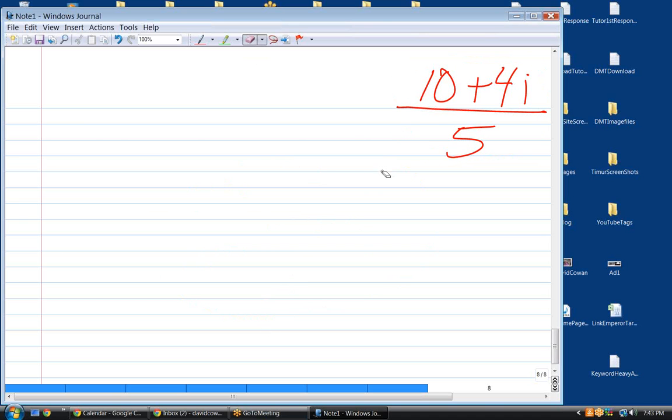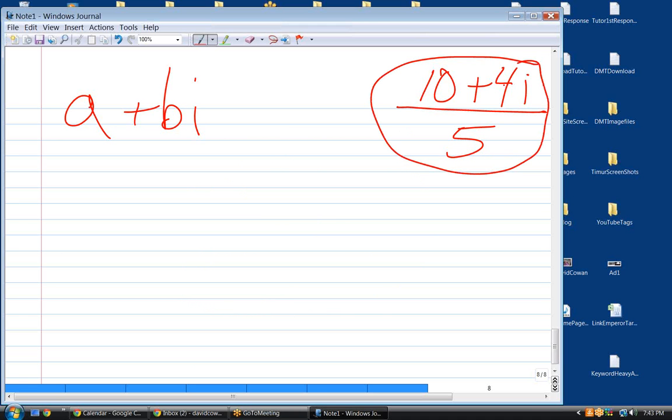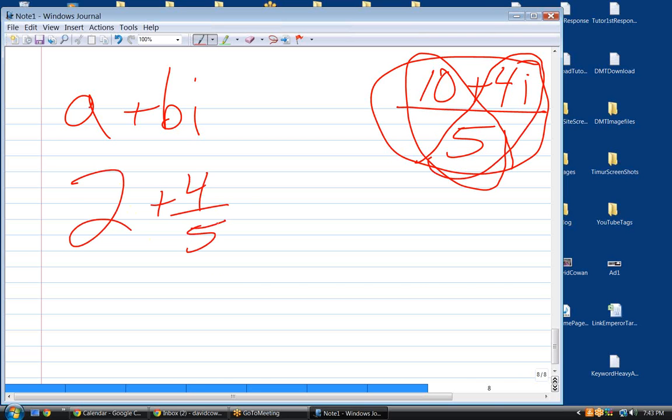If your teacher said, make sure your answer is in a plus bi format, how would we give our answer? Wouldn't you keep it like that? No, I wouldn't. In other words, that's not in a plus bi format. Split it up into two fractions. There's that fraction, and there's this fraction. So it becomes 2 plus 4/5 i. And notice that a is 2 and b is 4/5.